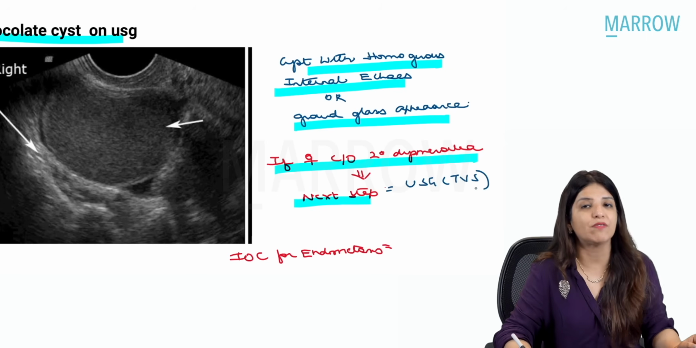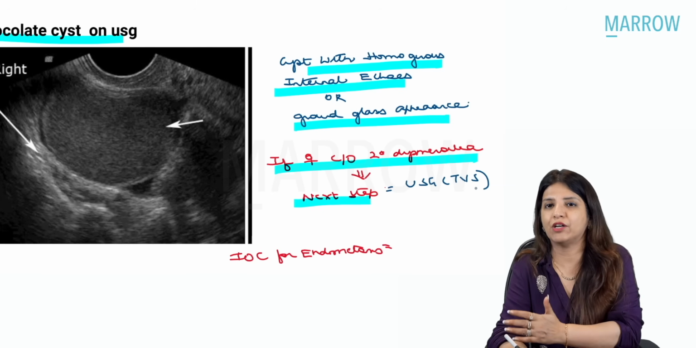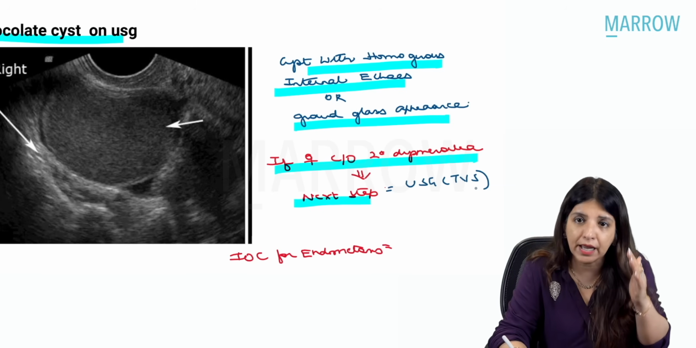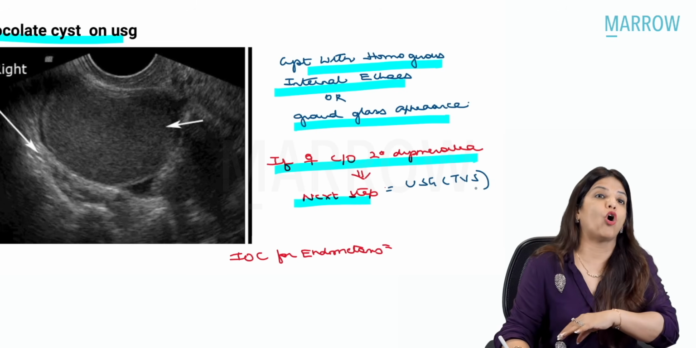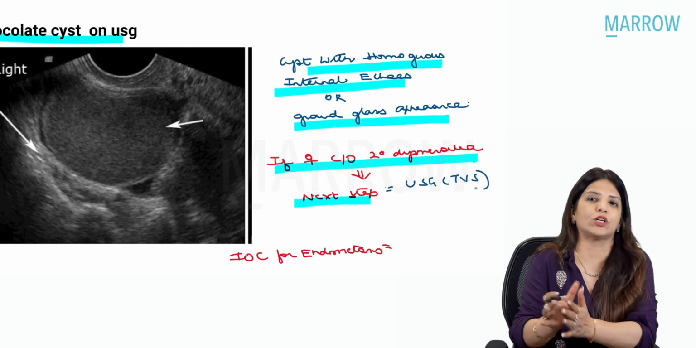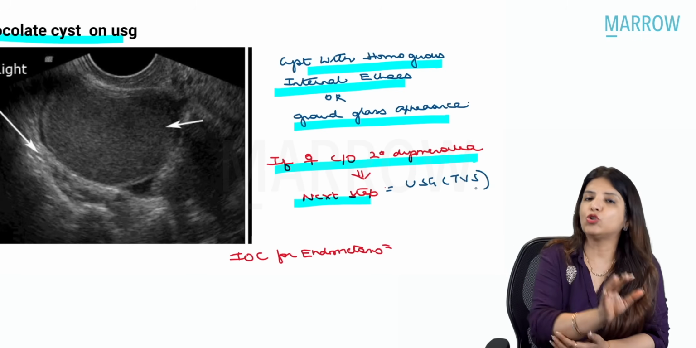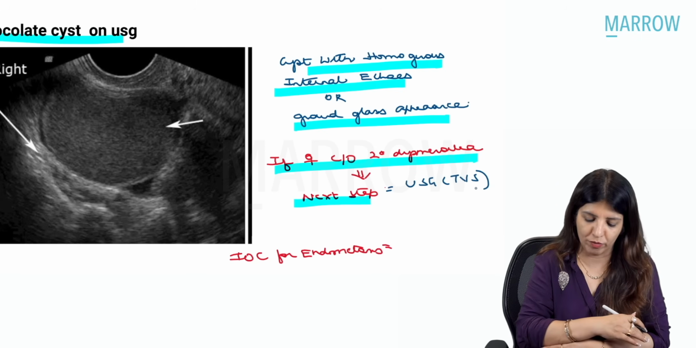Why am I doing TVS? I am doing TVS to rule out other causes of secondary dysmenorrhea. I may not see a chocolate cyst on ultrasound. But if I am not seeing a chocolate cyst on ultrasound, that does not mean that my patient cannot have endometriosis. Even though the chocolate cyst may not be visible on ultrasound, still my patient can have endometriosis.